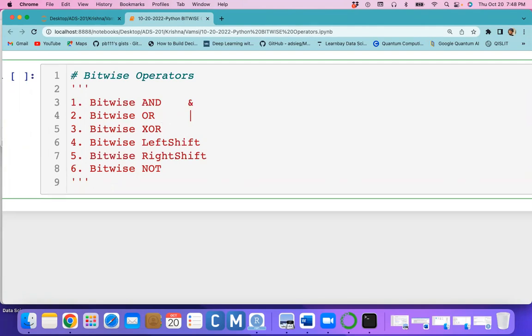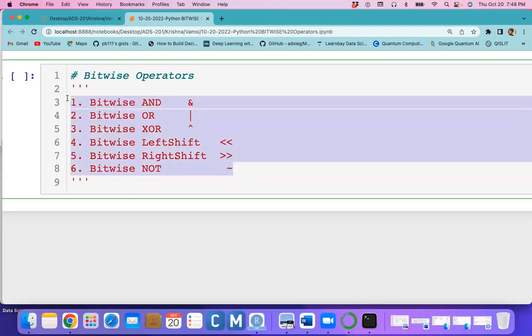symbol, and left shift is two less than symbols, we can use it. Right shift, in the sense, you just use the two greater than symbols. The NOT operator is a negation symbol. So these are the symbols of the bitwise operators actually.